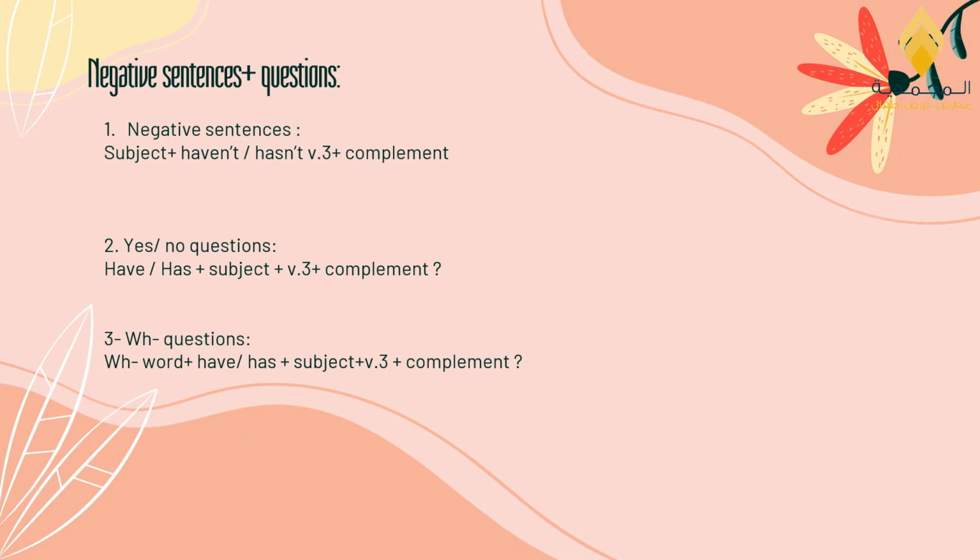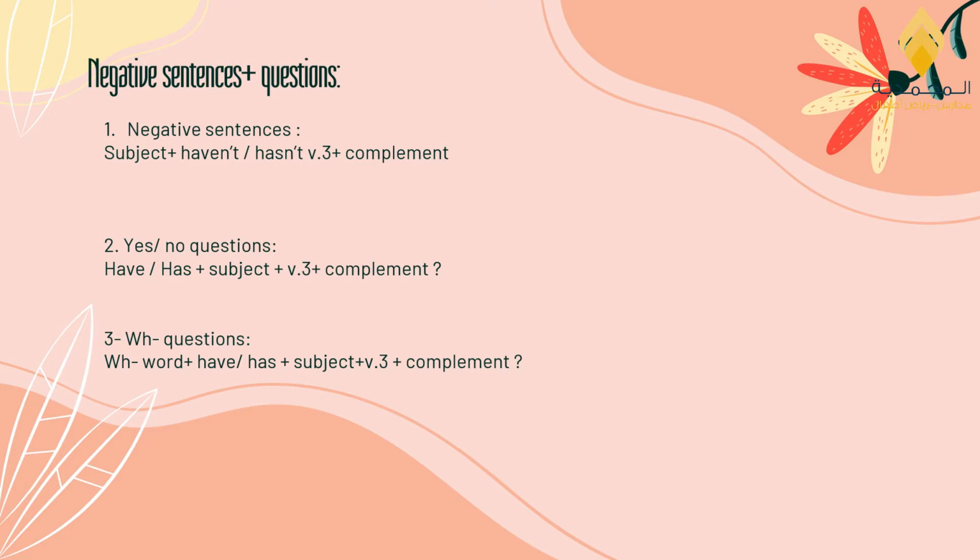Now moving to the form of negative sentences and the questions in the present perfect. For the negative sentences, we are going to start the sentence with the subject, haven't or hasn't, which is the contraction of have not and has not, with past participle or verb three plus the complement. We were always saying during our classes that whenever we are saying the word negative, it means adding not to the sentence, and that's why I have haven't and hasn't in the sentence.